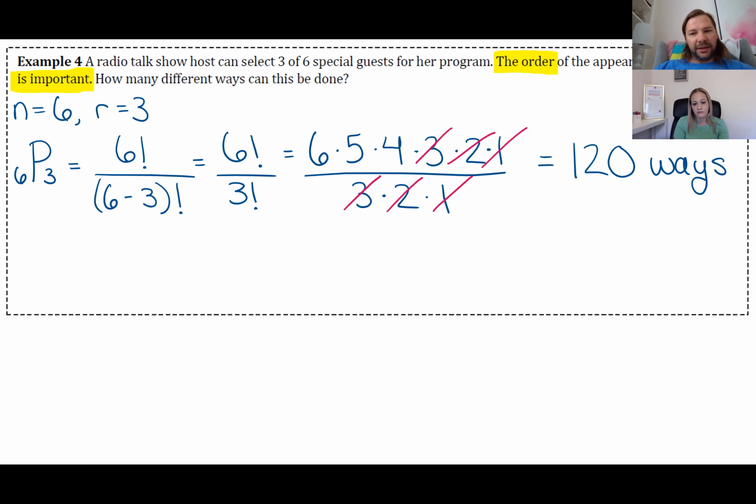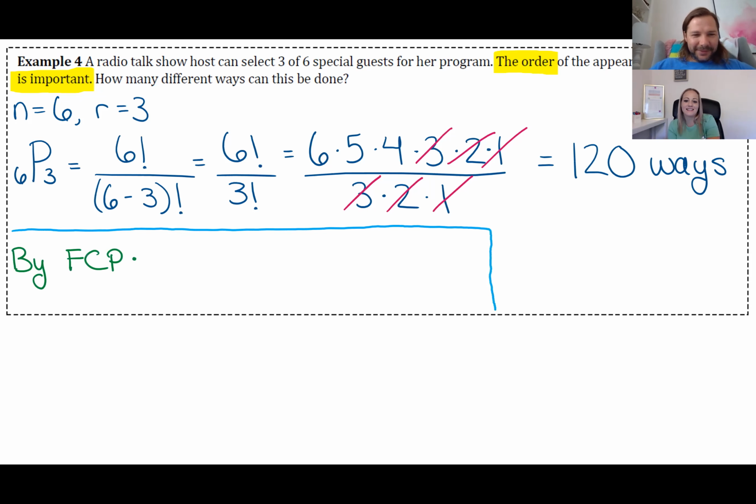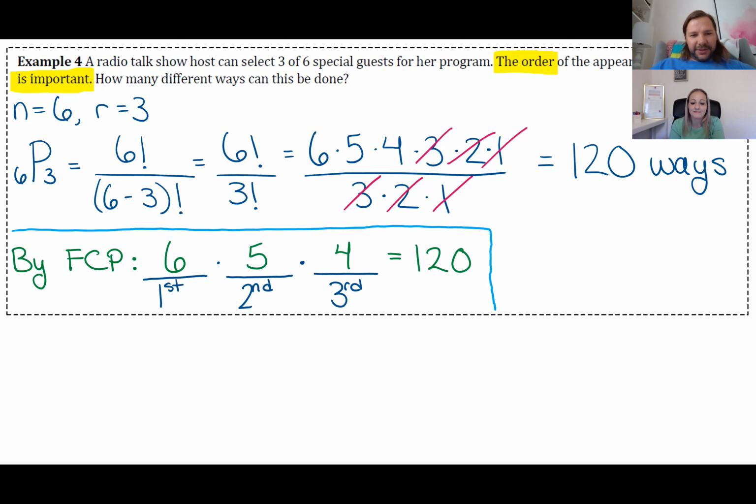Oh, we haven't done an example where we did 6 factorial. We did 5 times 4 times 3 times 2 times 1, which also happens to be 120, right? Yeah, that makes sense because the 3 and the 2 went away, which is the same thing as 6. Okay, and then you were going to say something about the fundamental counting principle, which I think is what we just said here.